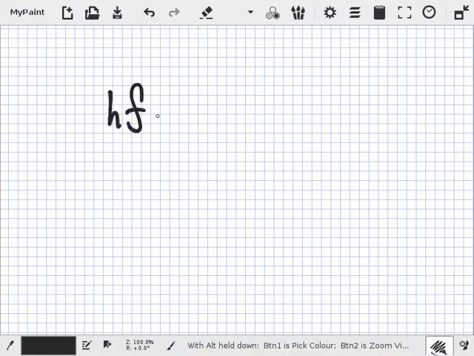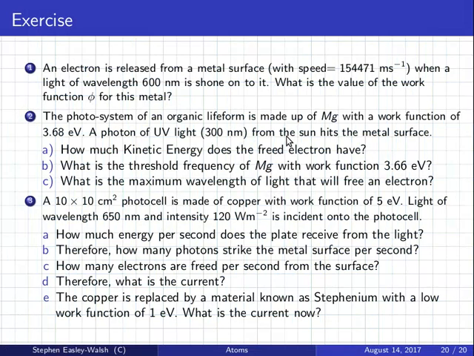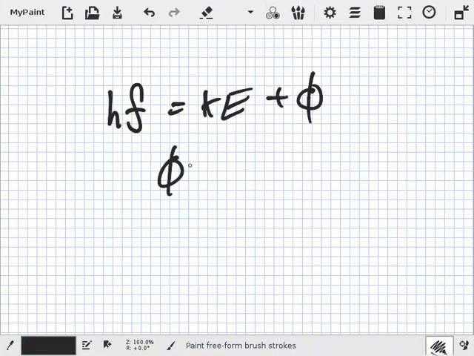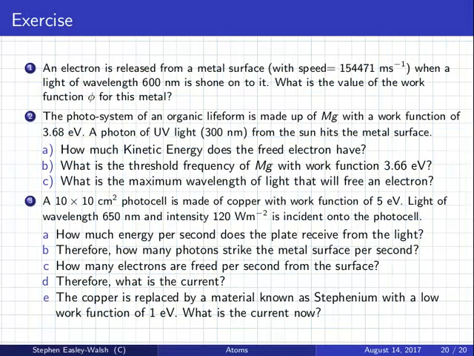HF equals KE plus the work function, so I'll just put the work function to the right. And what am I looking for? The work function. So the work function is going to be HF minus KE.